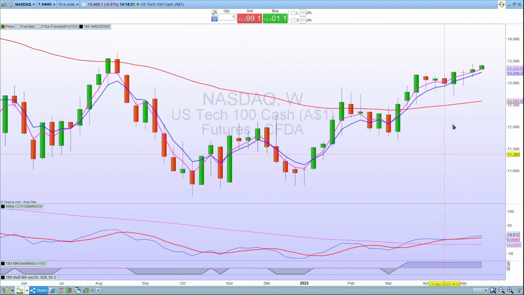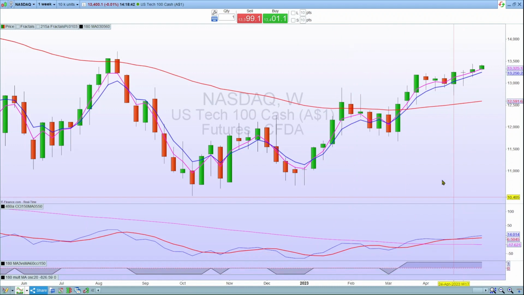For those new to the channel, we look at the triple moving average of the price chart. It's moving average 3, 5 and 60. And if we link that with the CCI 150 moving average 5 and 50, if they're both bullish, then we give this signal as a bullish signal. When they're both aligned as bearish, it gives us a bearish signal. But if they differ from each other, it's a neutral signal.